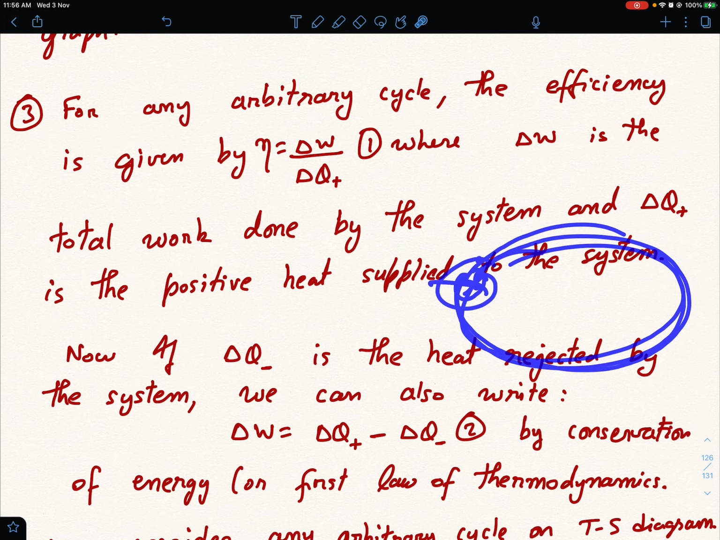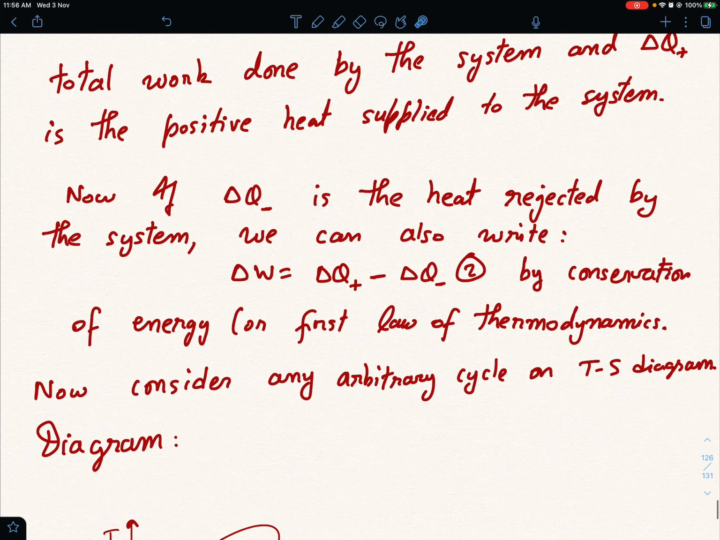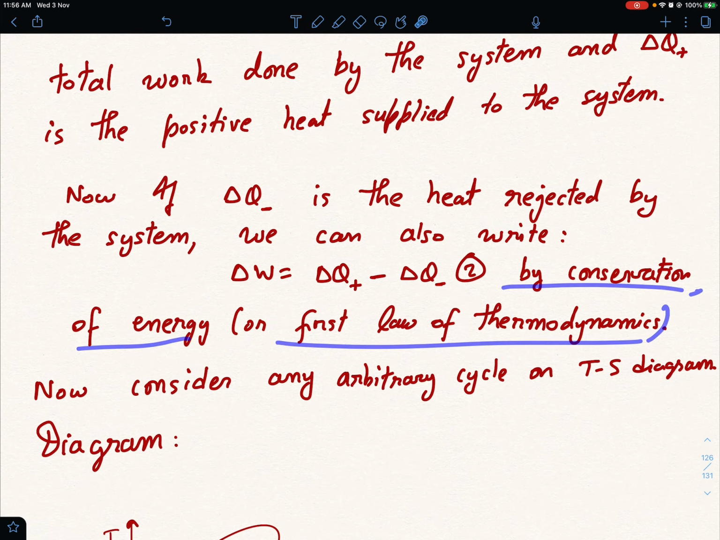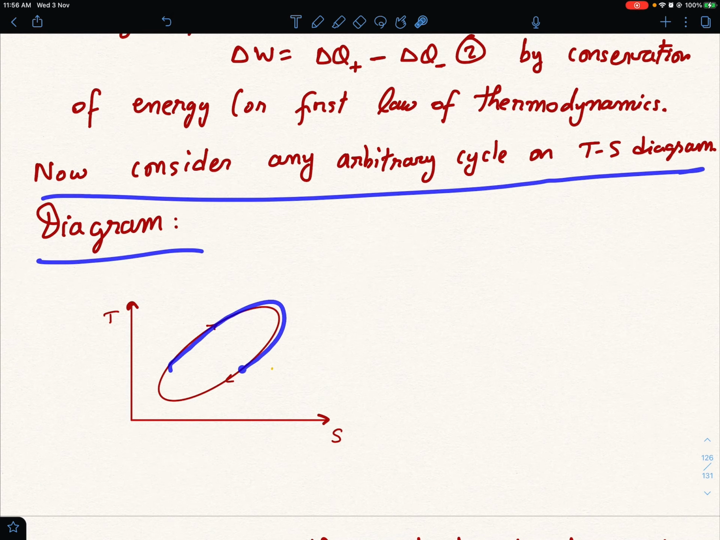So obviously when you are going in a cyclic process and you are coming back to the same position again and again, that means what? Delta U is 0. If delta U is 0, that means the total work done by the system must be equal to the total heat supplied to the system. And what is the total heat supplied? That is the positive heat supplied minus the heat rejected, which is equal to the work done in the cycle, right? So delta W is delta Q plus minus delta Q minus, where delta Q minus is the magnitude of heat rejected by the system. So by conservation of energy, or the first law of thermodynamics, we can say this.